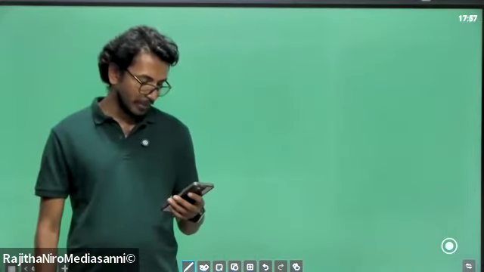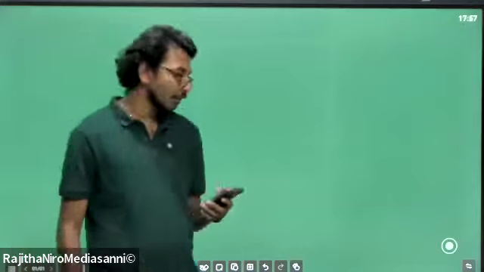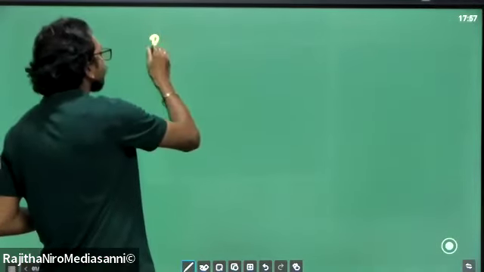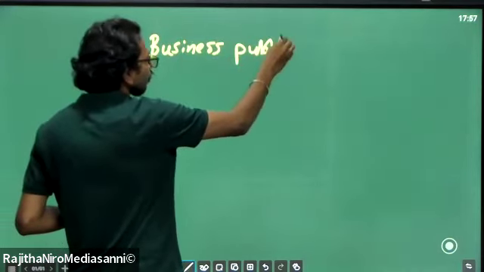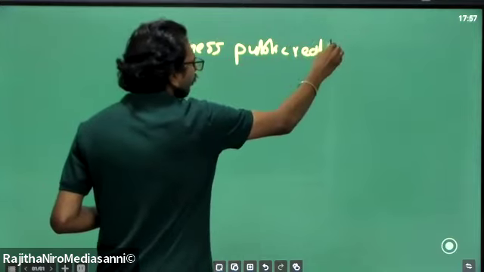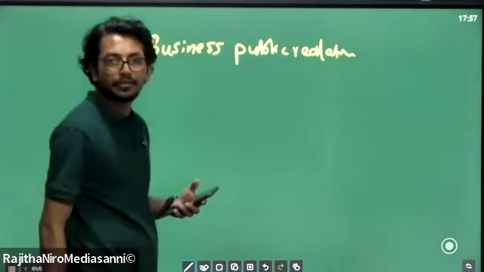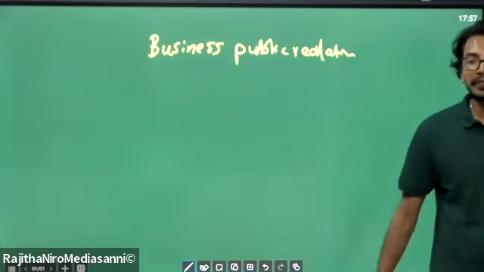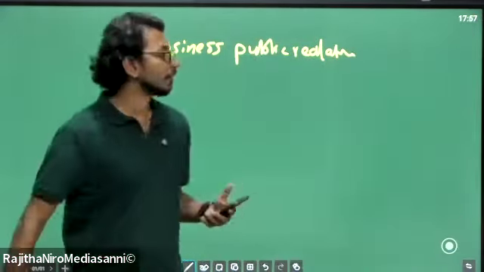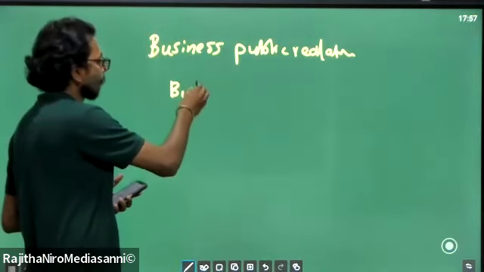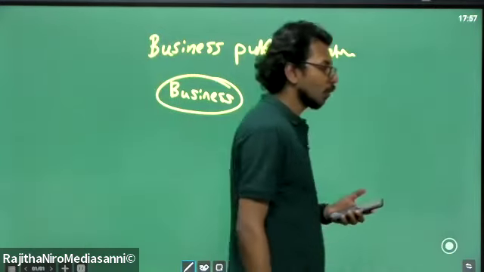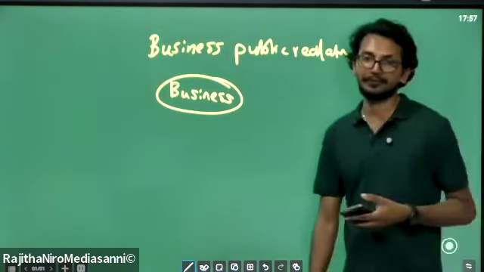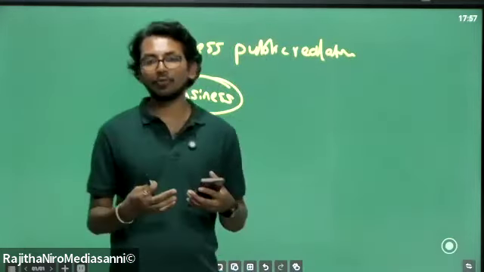Now, today we have discussed the fourth one. Business publication and the media publication we can discuss now. Business public relations. Business means what thing? Why do we develop business? What is the reason to develop a business? What is the idea about the business?